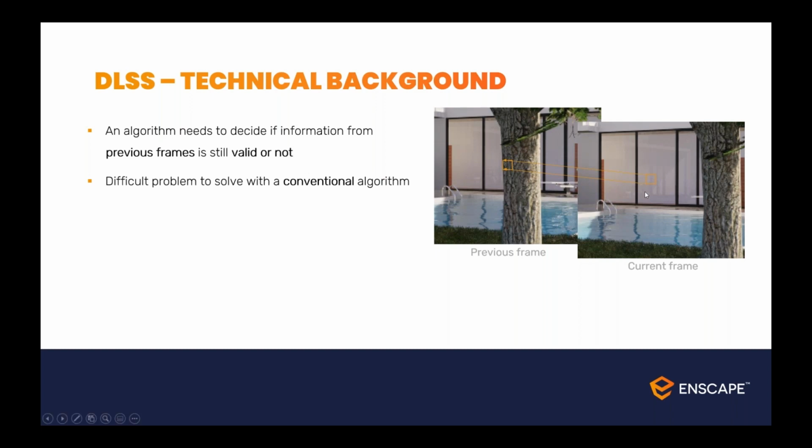If you look at the current frame and we focus on this area of the window here, and see what has been on the same position in the previous frame, we can identify, all right, this was actually covered by the trunk of the tree, so we can not reuse that information. Deciding if we can reuse the previous frame's information is a very difficult problem to solve with a conventional algorithm, and it needs a lot of tweaking to make that work in all kinds of different scenarios.